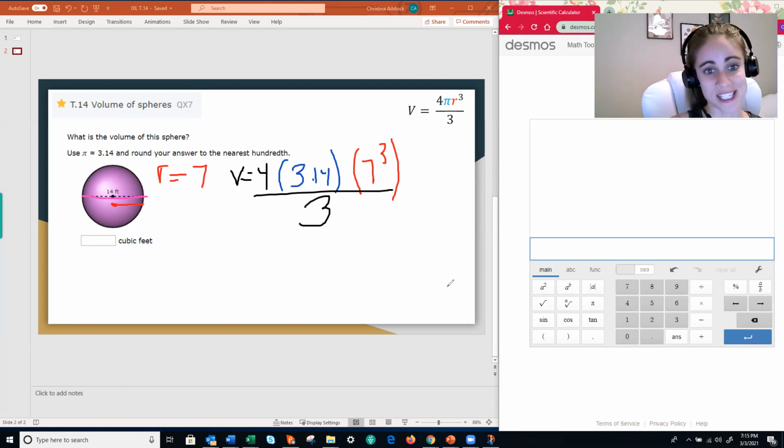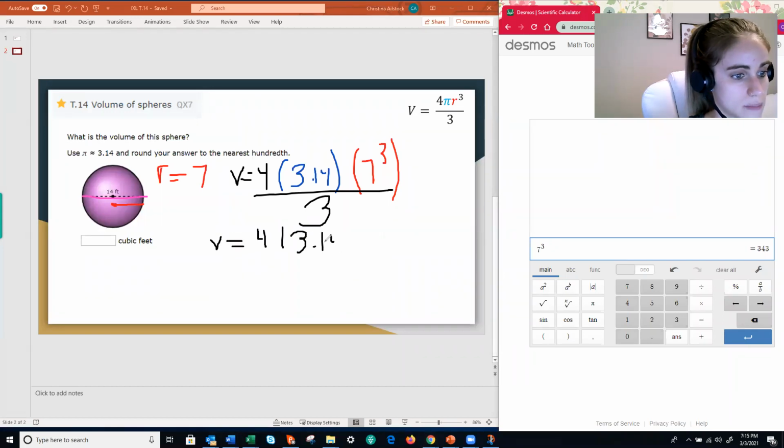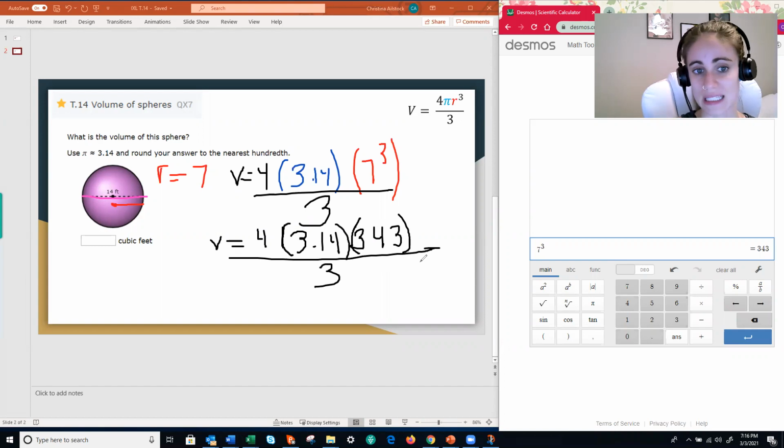All right, now it's time to simplify. Now we can use that calculator. We want to start with our exponent, so 7 cubed, which means 7 times itself 3 times. 7 times 7 times 7. I know 7 times 7 is 49, and then 49 times 7 would be 343. All right. So our volume is 4 times pi, times 343, all divided by 3.